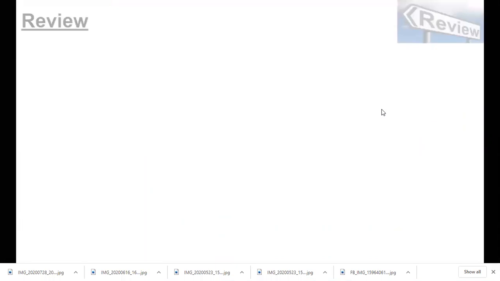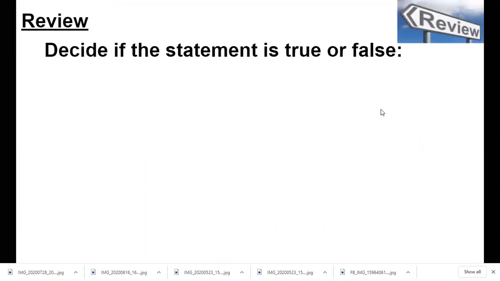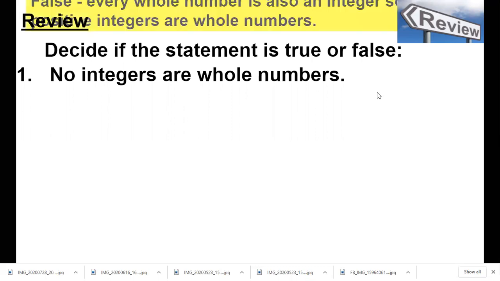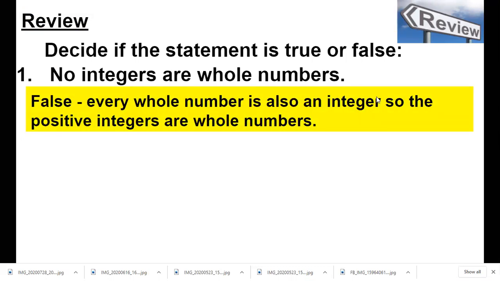Another review question. Decide if the statement is true or false. No integers are whole numbers. Is that true or is it false? Well, we know that integers can be negatives and positives, and whole numbers are positive integers. So that is false. Every whole number is also an integer, so the positive integers are whole numbers.